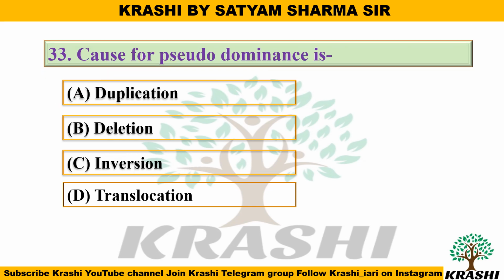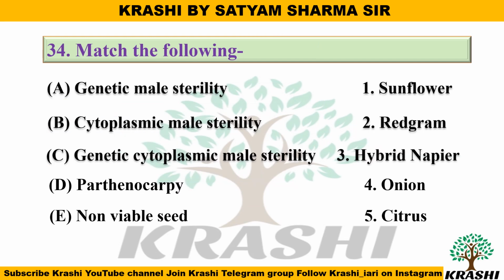Question number 33. The cause of pseudodominance is, out of these, the deletion. The deletion of dominant alleles occurs where the hemizygous condition arises. It is a heterozygous condition, and hemizygous is seen in case of pseudodominance where the deletion of the dominant allele occurs. Question number 34. Match the following.